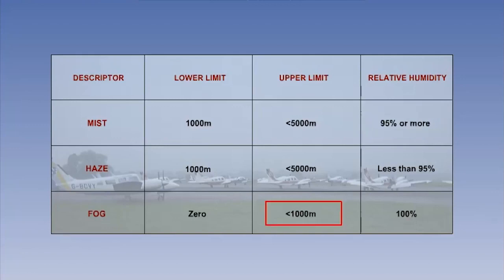If the visibility is less than 1,000 metres and the relative humidity is near 100%, we call this fog. Haze or smoke are caused by solid particulates, and so the humidity will be less than 95%, and is frequently in the order of 50 to 60%. Haze or smoke is reported with any visibility below 5,000 metres, when the humidity is not high enough to report mist or fog.